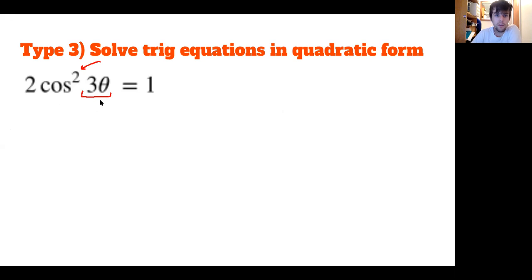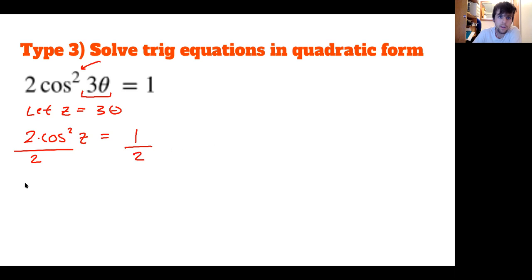So the first thing that I'm going to do is make a substitution for my argument. I'm going to let z equal 3 theta and simplify this equation a little bit. So 2 cosine squared z equals 1. This reduces the complexity of it a little bit. Now we can start solving this. I need to get rid of this 2 over here, so I'm going to be dividing by 2 on both sides. I end up with cosine squared of z is equal to 1/2.